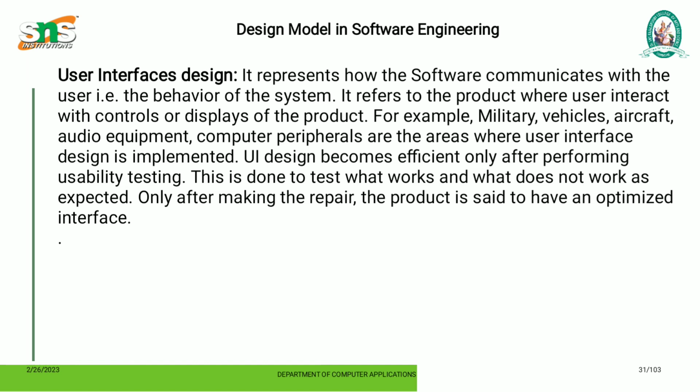User interface design represents how software communicates with the user. The behavior of system refers to the product where user interacts with controls or display of the product. For example, military vehicles, aircraft, audio equipment, computer peripherals are the areas where user interface design is implemented. UI design becomes more efficient only after performing usability testing. The product is then said to have an optimized interface.